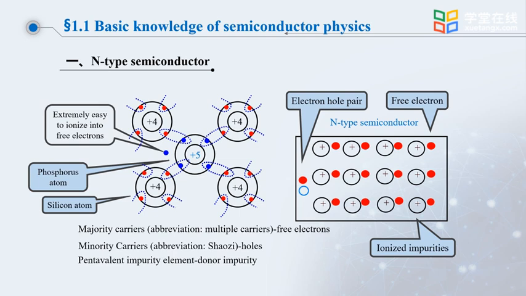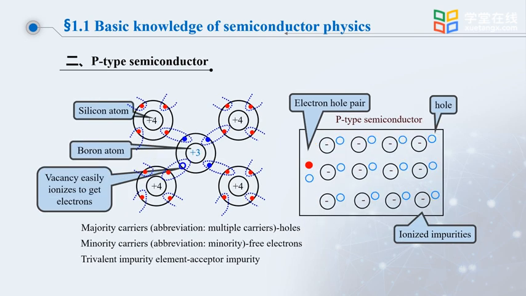Let's look at the N-type impurity semiconductor. In this diagram, the middle atom is an impurity atom with 5 valence electrons in its outer layer. This is a phosphorus atom. Four of them form 4 covalent bonds with the surrounding atoms, and the extra electron is easily ionized into a free electron. That is, the impurity atom adds a free electron to the intrinsic semiconductor. As the doping concentration increases, the free electron concentration is much higher than the hole concentration. We call it the majority carrier, or majority for short. The minority carriers are the holes. The 5-valence impurity element is called a donor impurity.